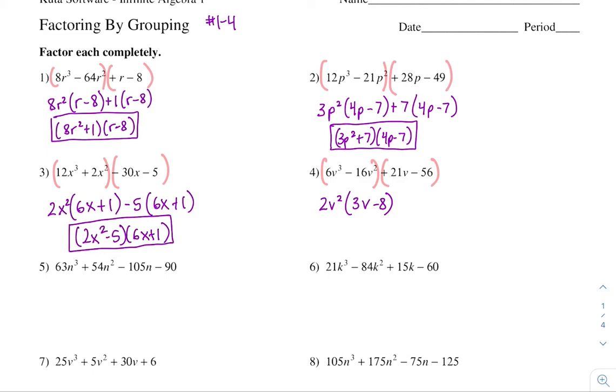Okay, this one, you can factor out... What can you factor out from this? 7. You can factor out a 7 from both 21 and 56. So 7 out of 3v minus 8. Factor out a 3v minus 8 from both, so we have 2v squared plus 7 times 3v minus 8. And there you guys go.